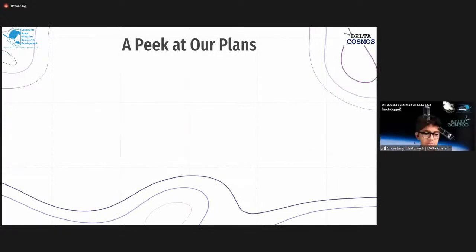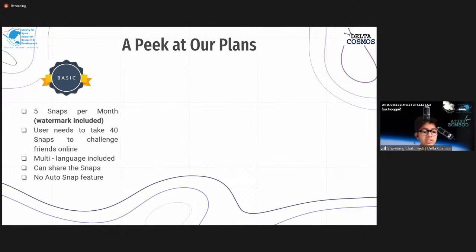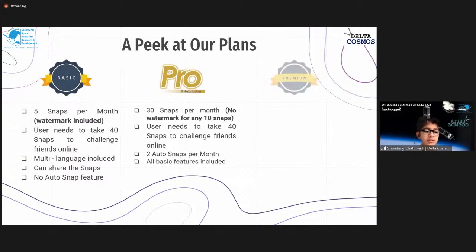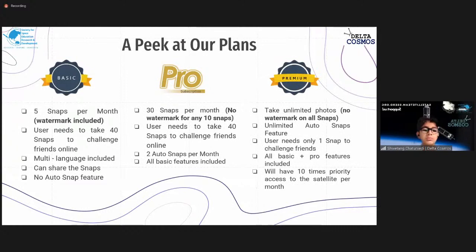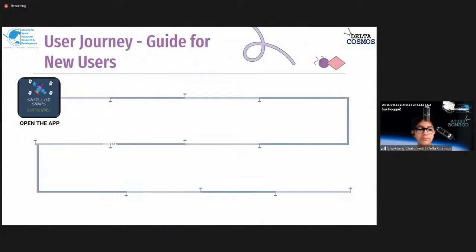Thank you, Sachin, for a wonderful description of the features of our app. I shall now be elaborating on our 3 plans. The basic plan is completely free of cost. In this plan, we can take 5 photos, use many languages, and share photos too. In the Pro plan, we can take up to 30 photos monthly and 2 auto photos. The exclusive Premium plan allows unlimited photos, stickers, and 10 times priority access to the satellite. We shall decide on the cost of the Pro and Premium plans soon. Over to Manya for the guidance on the user journey.